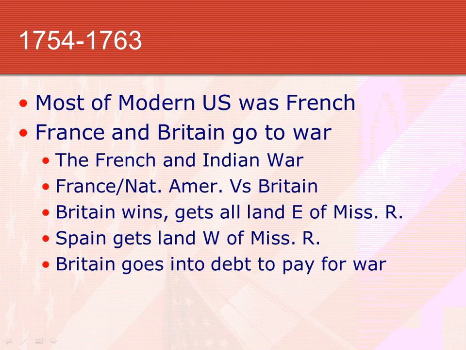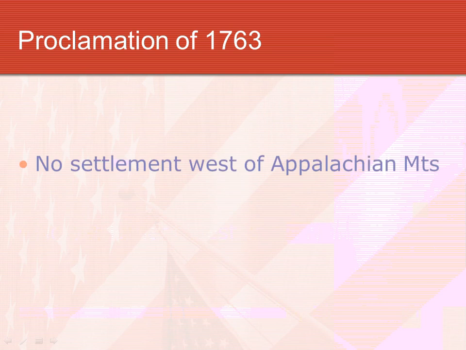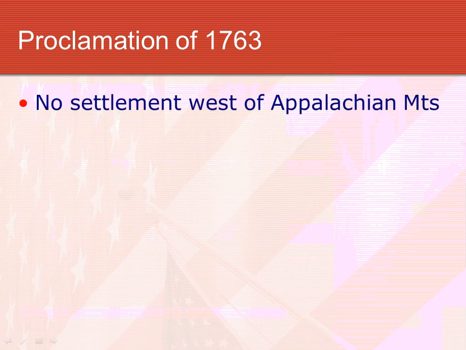One thing that happens as a result of 1763 is the Proclamation of 1763. Great Britain gets all of that land east of the Mississippi River. But it doesn't want any more problems with the Native Americans. Remember, the Native Americans were fighting against them. It doesn't want to lose control of those colonists. So the king says there will be no settlement west of the Appalachian Mountains.